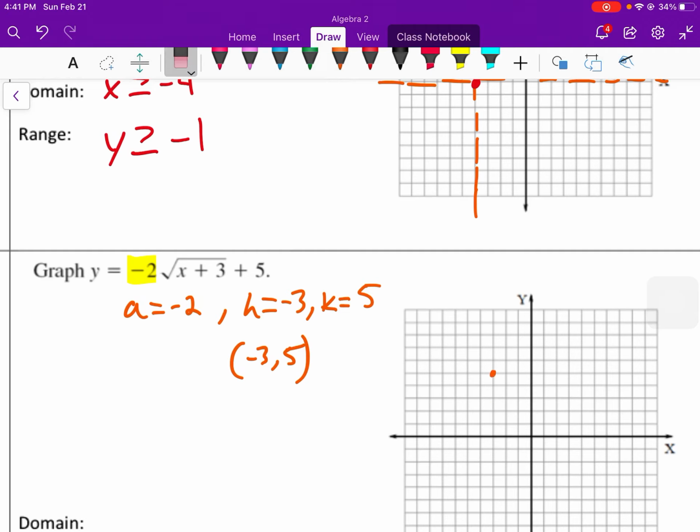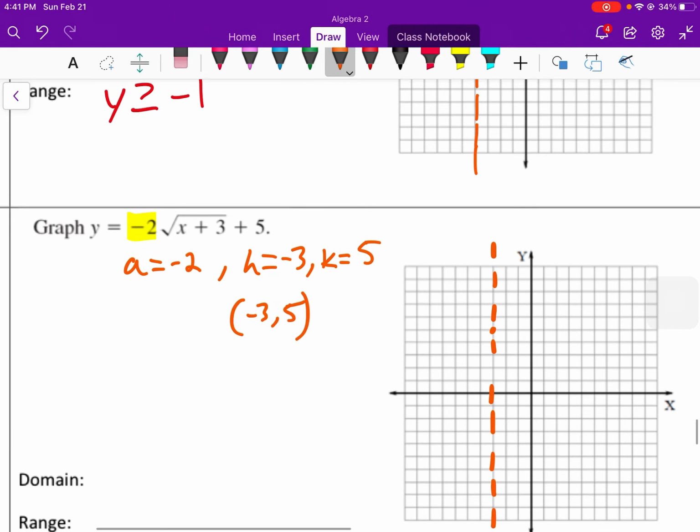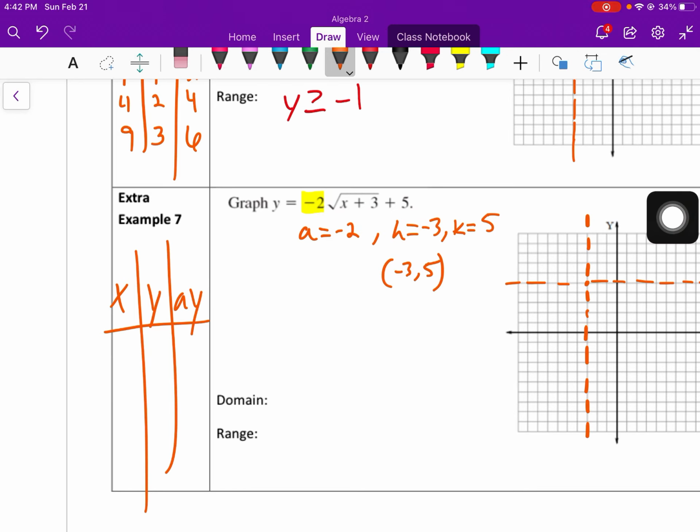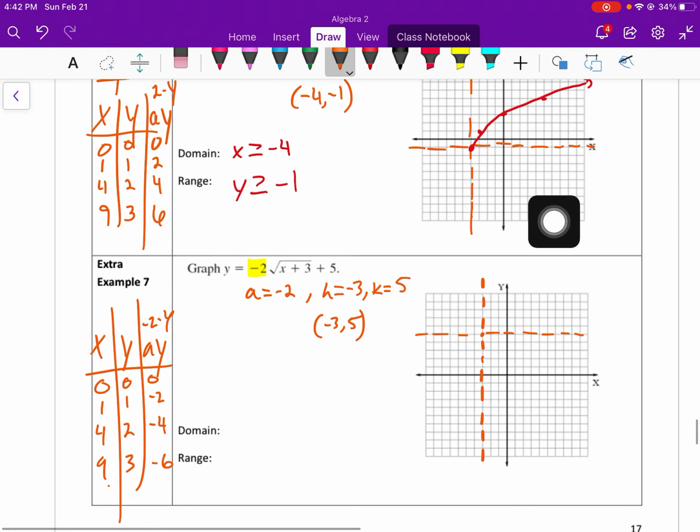I didn't mean to mark that point. So like so. Through this point, we can find x, y, and then ay. Square root, so positive, nice squared numbers, 0, 1, 4, 9. The square root of those then, and then a is -2 times y. So we have 0, -2, -4, -6.